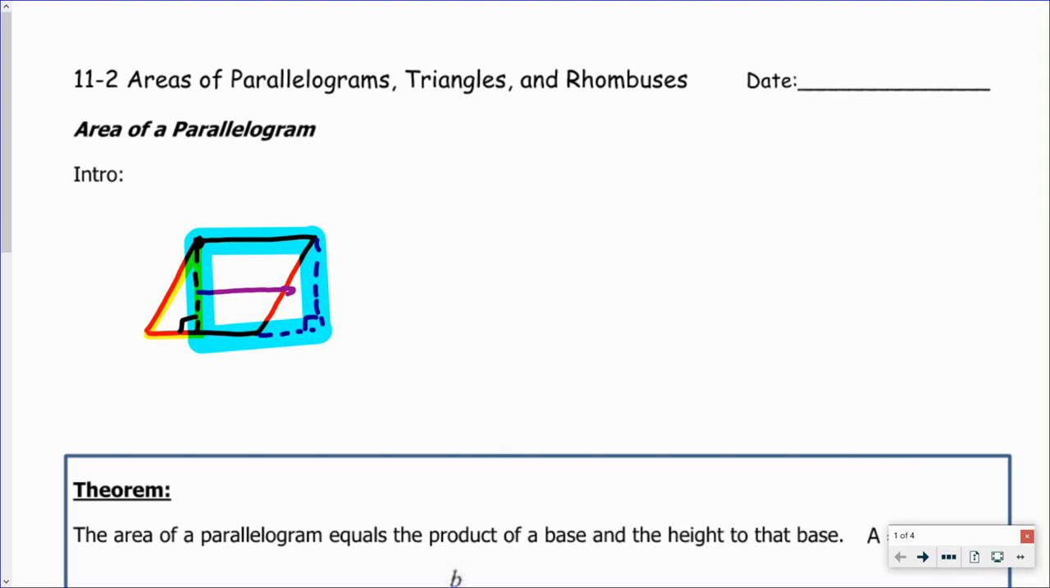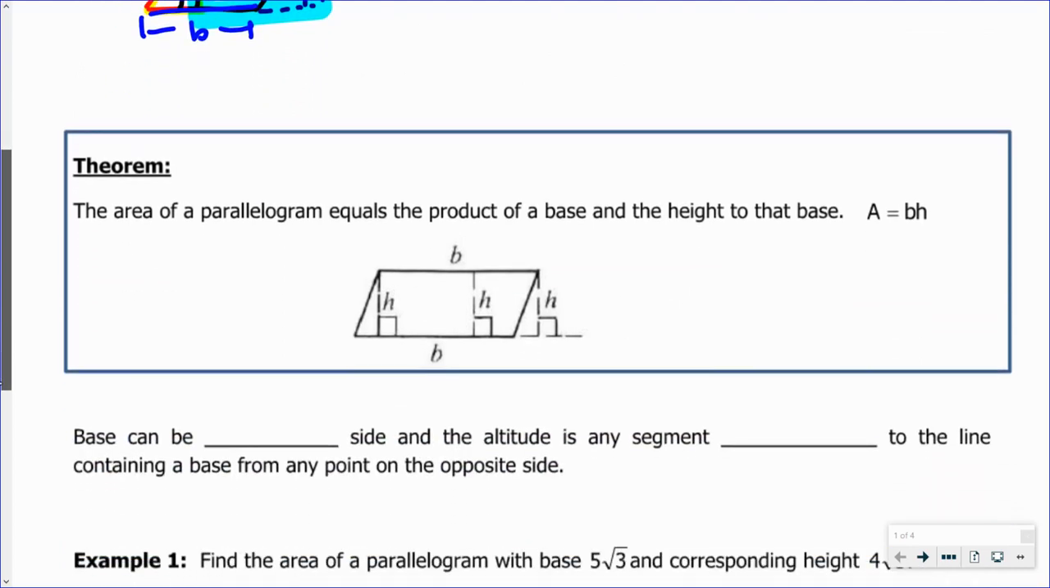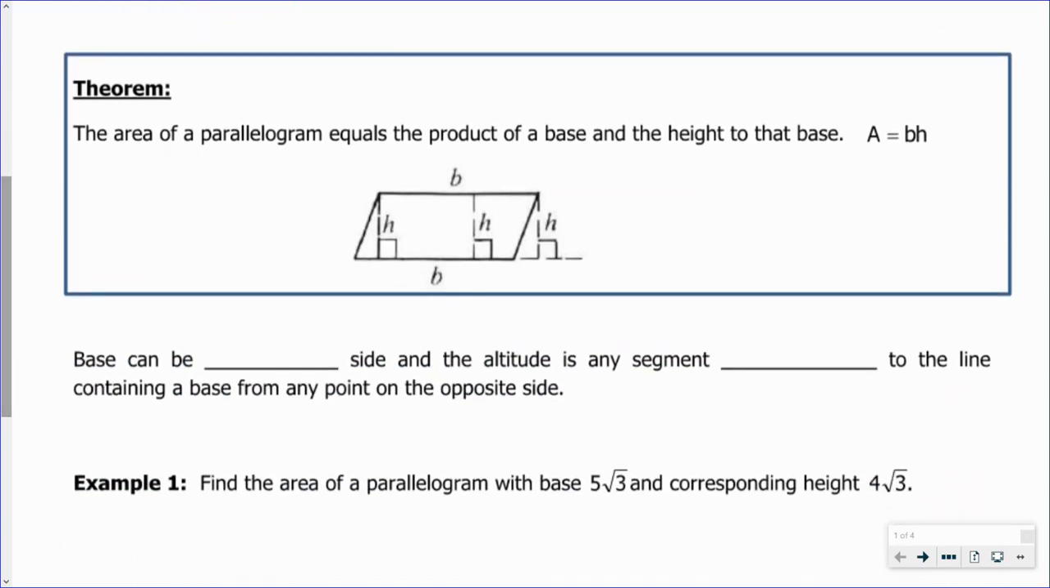So, where are our base and height? Well, that perpendicular segment that we dropped in will be the height of our parallelogram. And then the base will just be the length of the side that it's perpendicular to. So this would be our base. The key is we're going to have to drop in a perpendicular in order to make this work. So here is the theorem written out formally for us. The base can be any side, and the altitude is any segment that's perpendicular to the line containing a base from any point on the opposite side.